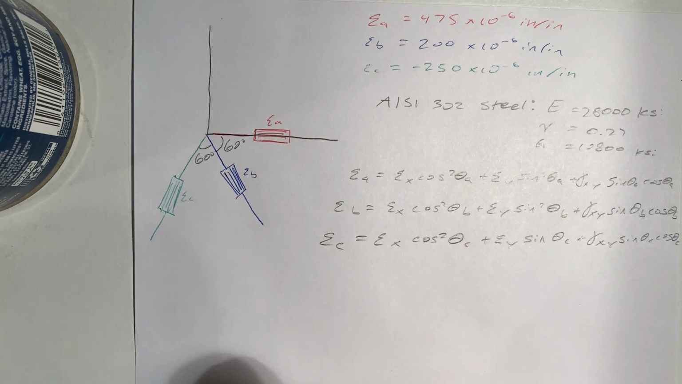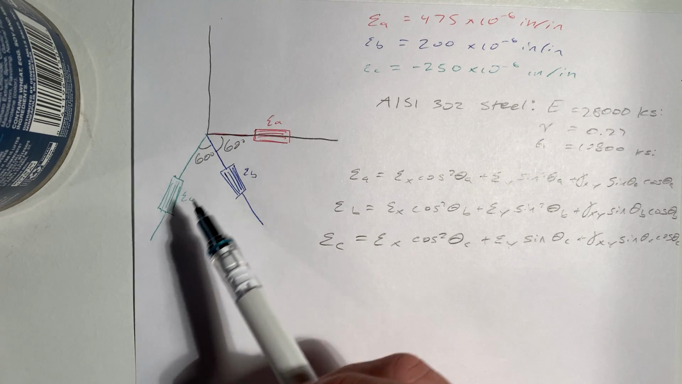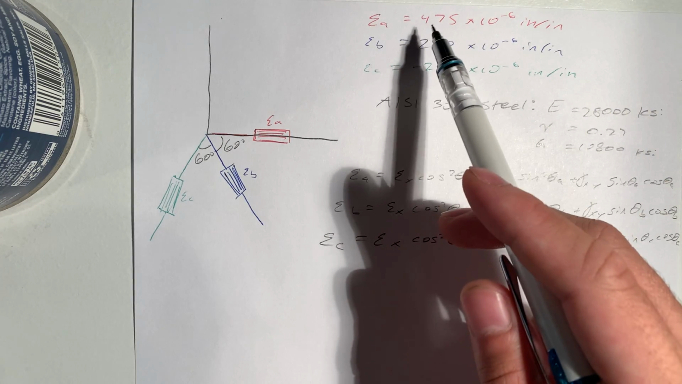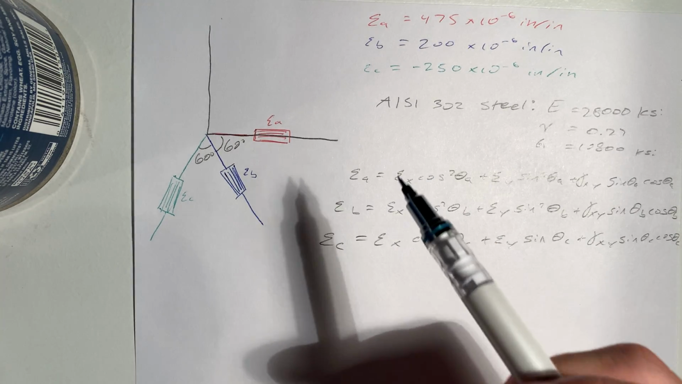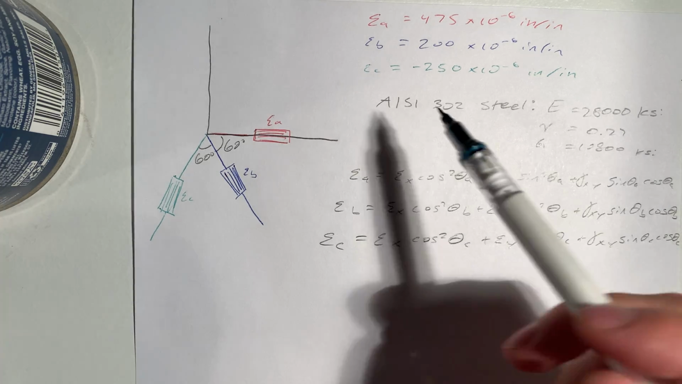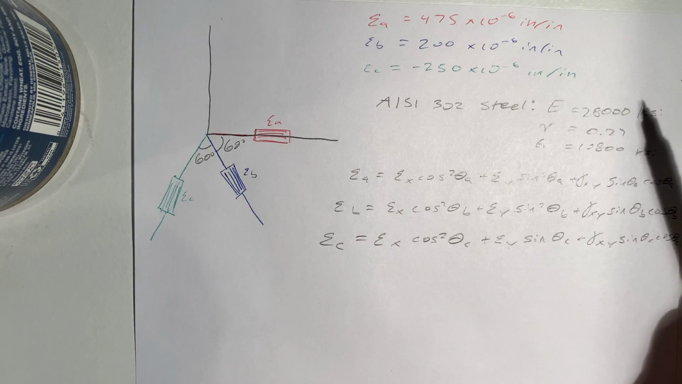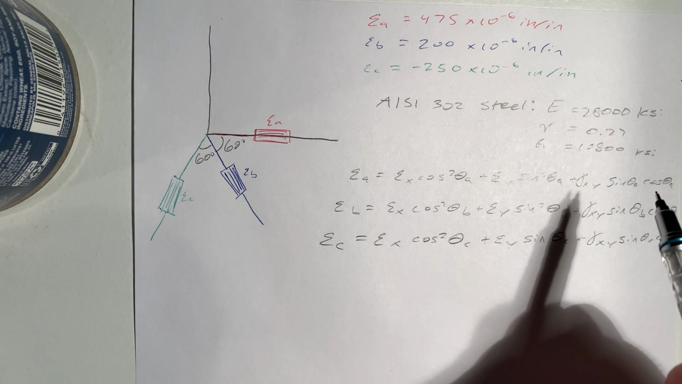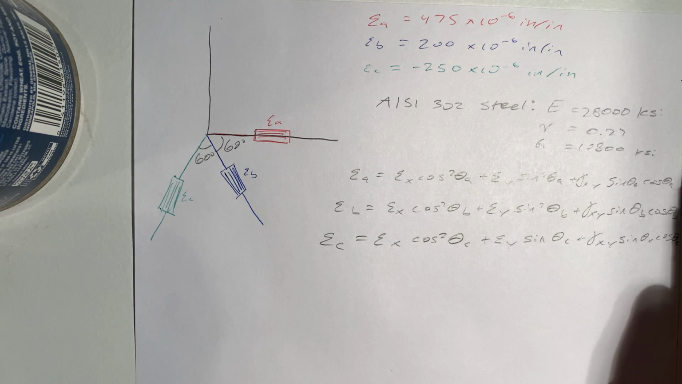As you see in our figure, we have our strain gauges A, B, and C, all separated by 60 degrees, and the given values are as listed. And the material that's being tested by the strain rosette is AISI 302 steel with Young's modulus of 28,000 ksi, Poisson's ratio of 0.27, and a shearing modulus of 10,800 ksi.